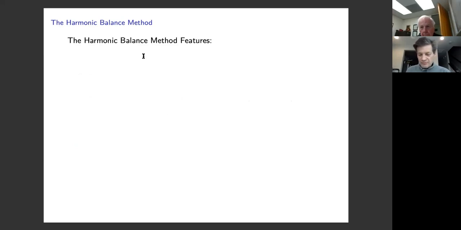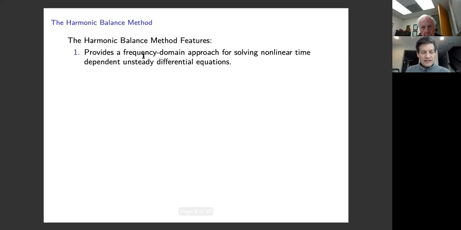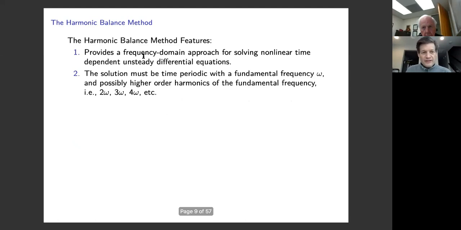So here are some basics on the harmonic balance method itself. The harmonic balance method provides a frequency domain approach for solving nonlinear time-dependent unsteady differential equations. That's the first point. The key aspect of the harmonic balance method is that the solution must be time periodic with a fundamental frequency and possibly higher order harmonics of that fundamental frequency.